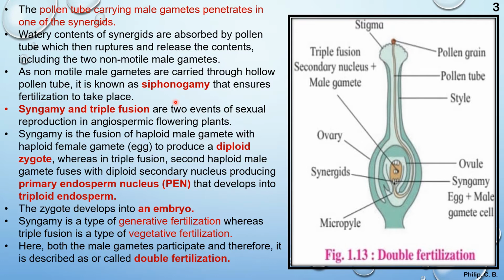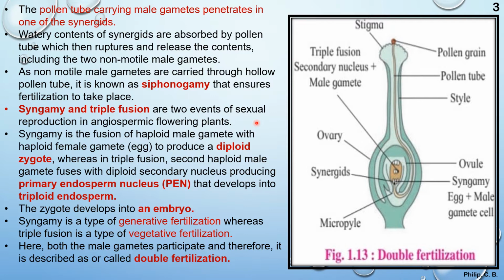Now you came across the terms porogamy, mesogamy and chalazogamy. Here the fourth term, siphonogamy. Why siphonogamy? The term siphon means tube. So as the male gametes are carried forward through the pollen tube, it is termed as siphonogamy. So remember all these terms. Further, syngamy and triple fusion are two events of sexual reproduction in angiospermic flowering plants. So two more terms over here, that is syngamy and triple fusion.